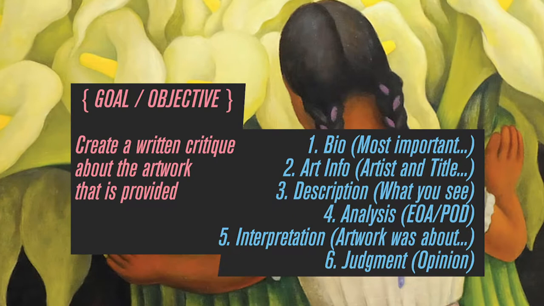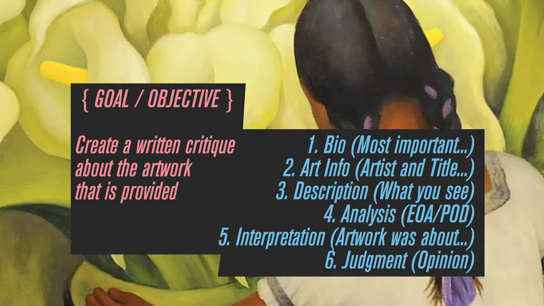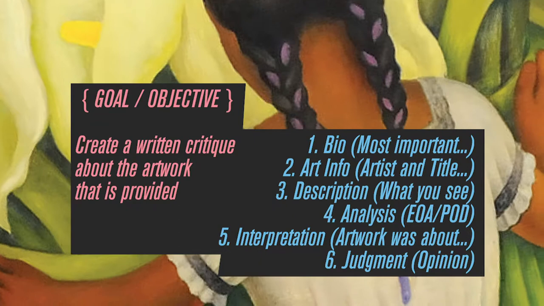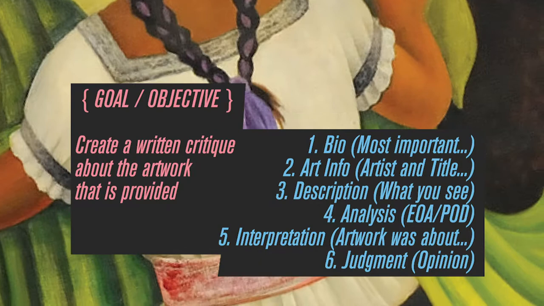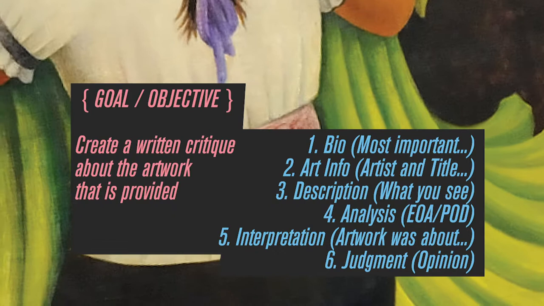So you're looking at all these parts of the critique, starting with the biography, the title of the artwork, what do you actually see occurring in the artwork, the elements of art, the principles of design, the interpretation, what was this artwork trying to get across, what was the message, what was the goal of this artwork, and then the judgment part, was the artist able to actually get that message across, was the artist successful at making this artwork.